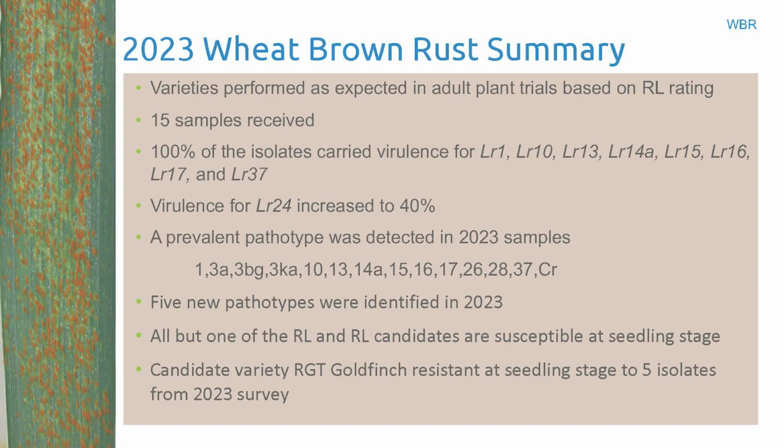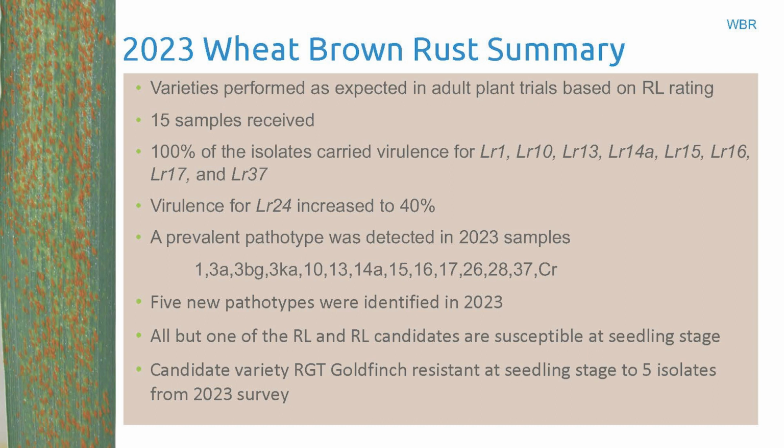So my brown rust summary. The varieties performed as expected in adult plant trials based on their RL rating. We received 15 samples in 2023. 100% of the isolates carried virulence. I didn't put this on the slide because the slides were getting a bit busy, but I'll put it in my summary points that 100% of the isolates carried virulence for LR1, 10, 13, 14A, 15, 16, 17 and 37. Virulence for LR24, as we saw, has increased to 40%.